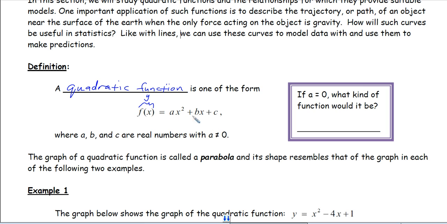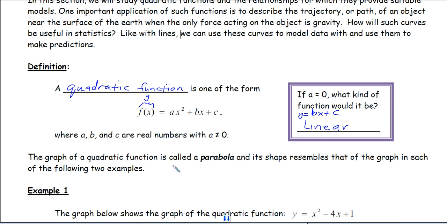Well, if a equaled 0, what kind of function would it be? If a was 0, 0 times x squared would go away, right? That would leave us with y equals bx plus c. And if you recall, this is just the equation of a line. So this would give us a linear function. So if a was 0, then we wouldn't have an x squared, so it wouldn't be quadratic anymore. It would actually just be a linear function.